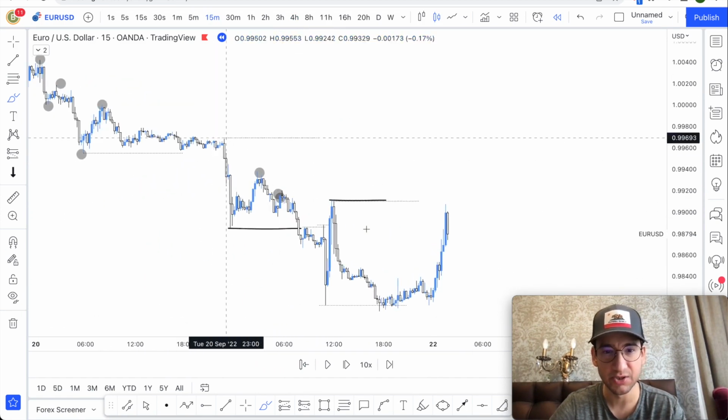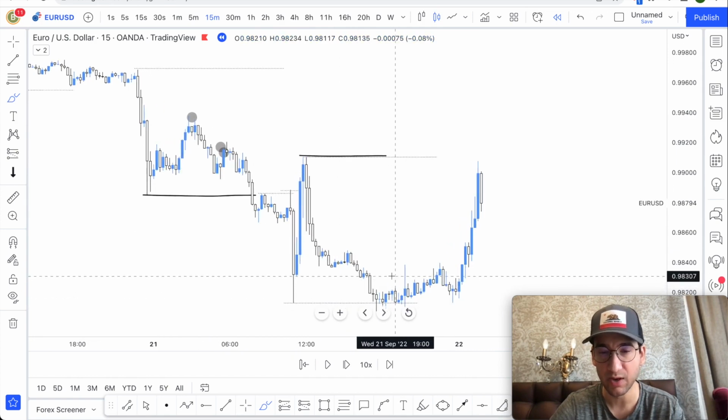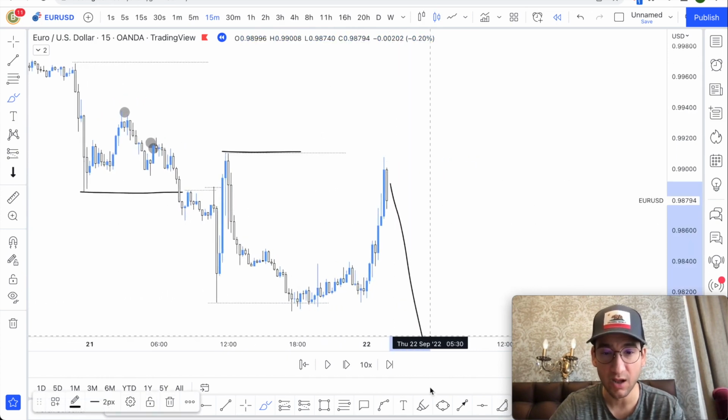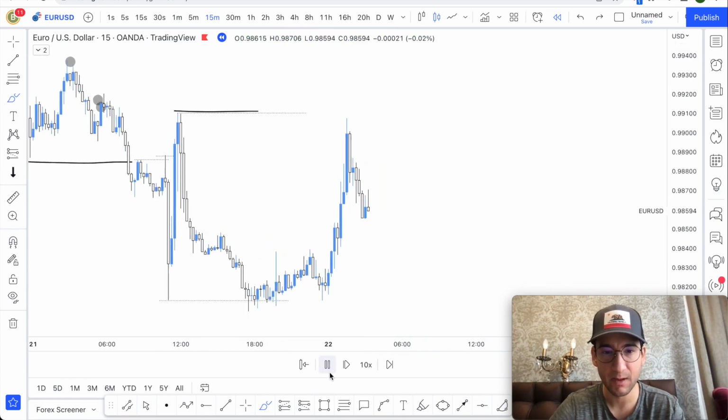But if we were to continue this trend, the structure to the downside like this, it wouldn't be a true break. What we would wait for is another huge impulse to the downside like this. So let's see what happens.